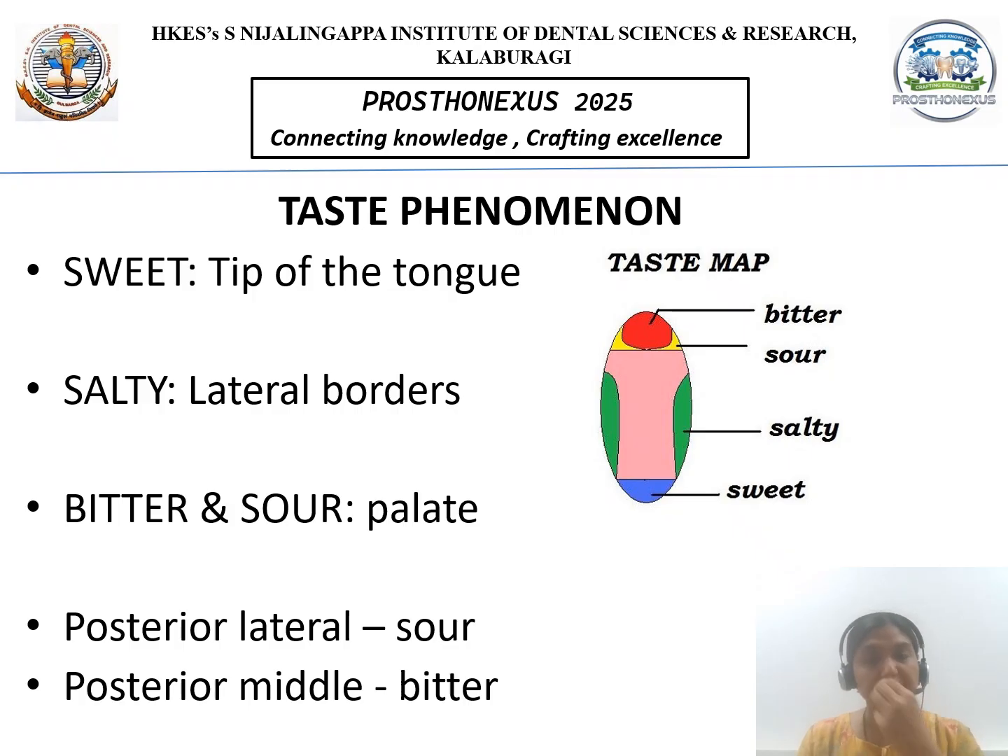Now coming to the taste phenomenon, sweet taste is felt better at the tip of the tongue, salty at the lateral borders, this green colored structure, bitter and sour at the center, and then in the posterior-most area we have bitter. This is how the taste buds are arranged. Basically these help us to perceive our food better and enjoy the food we eat. These are responsible for making us feel the taste of the food.